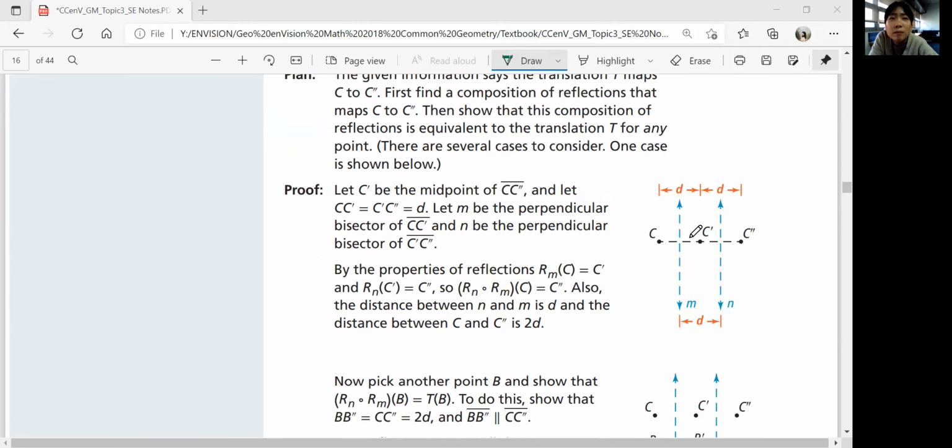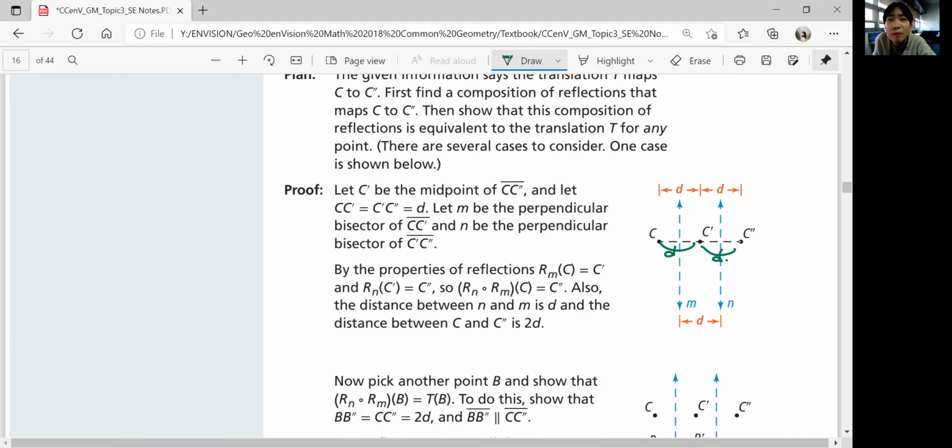Let C be the midpoint. Let C prime be the midpoint of C, line C to C prime prime. And let the distance from C to C prime and C prime to C prime prime equal D. So this is D and that's D. Because if C prime is the midpoint, the distance should be the same.